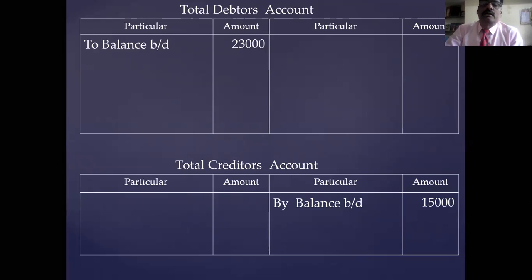Cash paid to debtors and creditors is there. The cash paid to creditors and cash collected from debtors are there. I'll enter them. To bank, payment by check to creditors is 1 lakh.